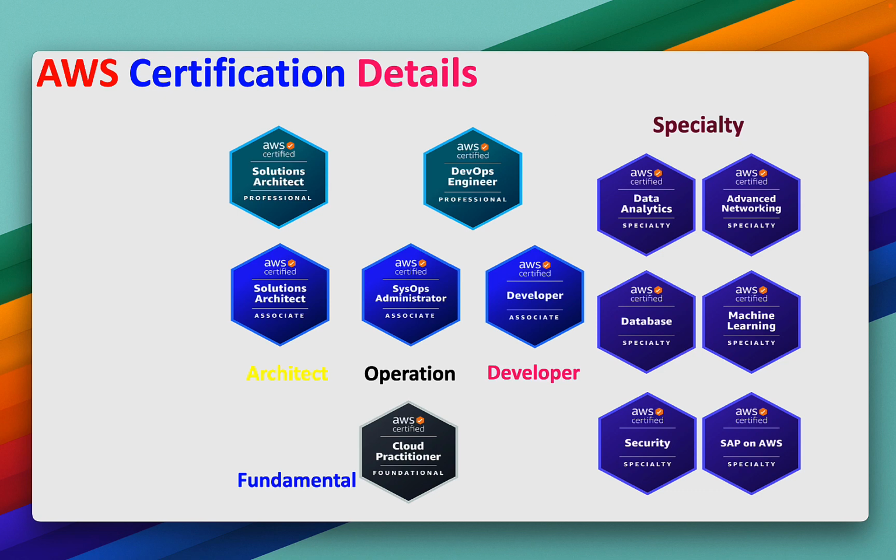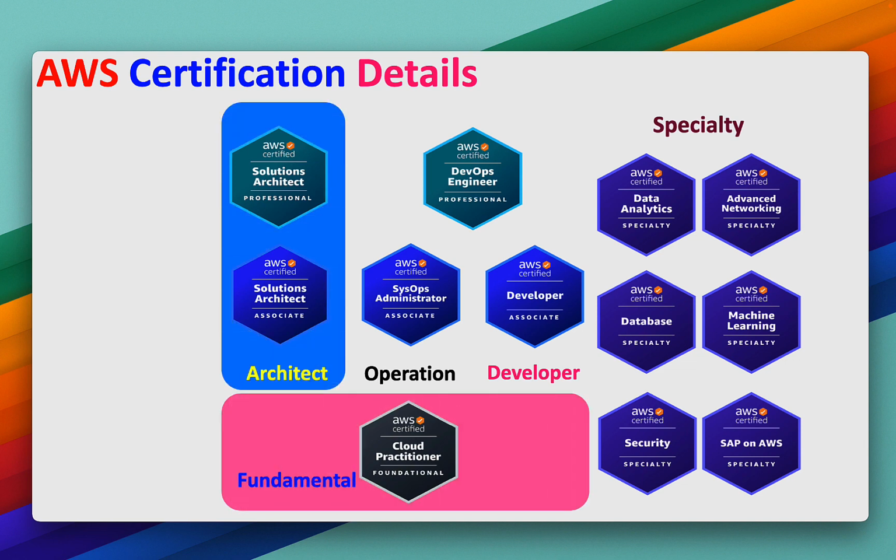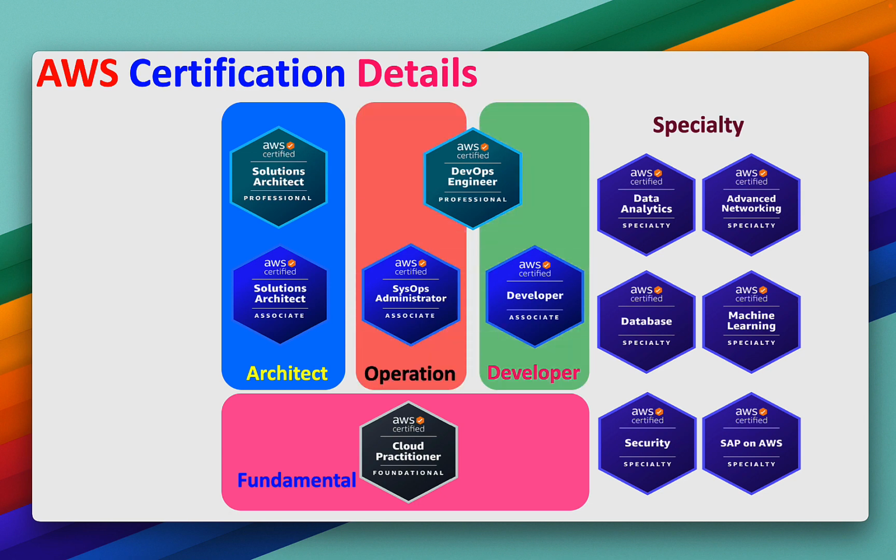In this video, we are going to learn how to appear for AWS certification and what the different certificates offered by AWS are. Now, if you look at this slide, we can observe that 12 certifications have been listed. Yes, of course, AWS currently offers 12 certifications, and these 12 certifications are segregated into 5 different tracks. The first track is the fundamental track, the second track is architect, the third track is operational, the fourth track is developer, and the fifth track we call specialty.